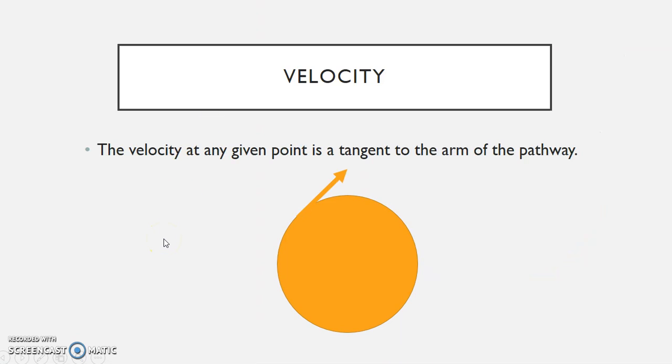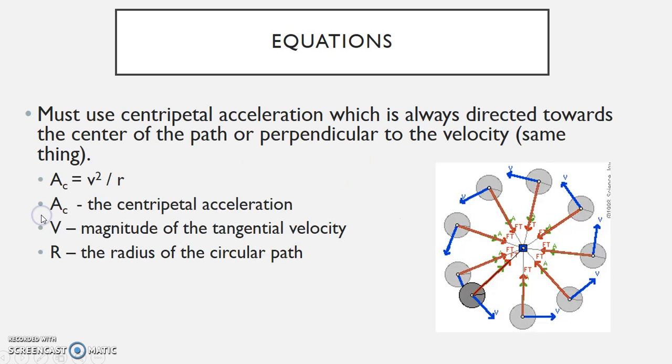Remember, velocity at any given point will be a tangent to the arc of the pathway, and this is going to be important when we look at an example problem asking specifically to calculate different components at the top of a circle, the bottom of a circle, and on either side of a circular pathway. So let's talk about some of the equations.